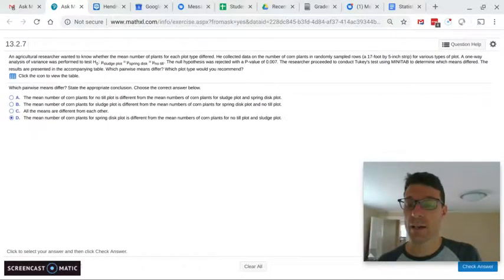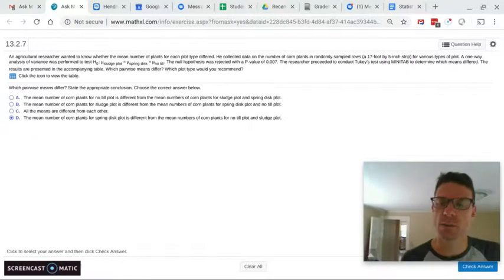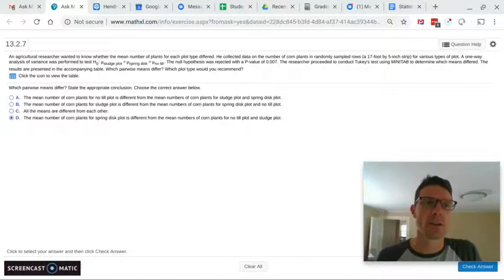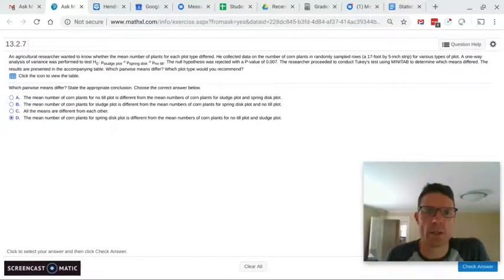If you're as confused as I am, because I have no farming experience, I totally understand. But the point is that you've got three different kinds of places to plant corn. You want to see which one does better, right? And so we're just counting the mean number of corn plants in each different type.